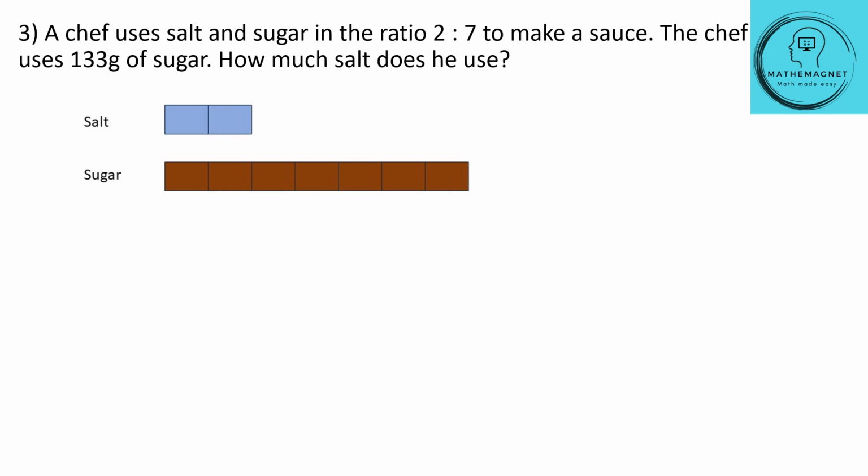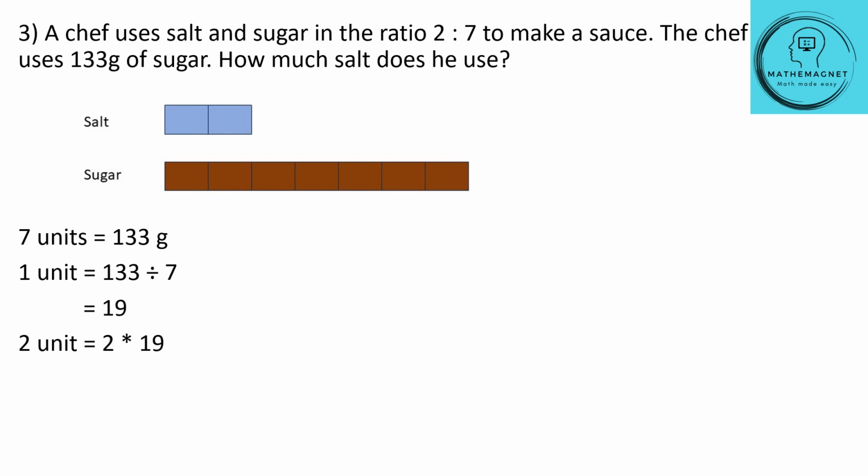So here we know the amount of sugar he has used is 133 grams, which means 7 units will be equal to 133 grams. So 1 unit will be 133 divided by 7, equal to 19. Now salt is 2 units. So 2 units will be 2 into 19, which is equal to 38 grams. So the chef will use 38 grams of salt.